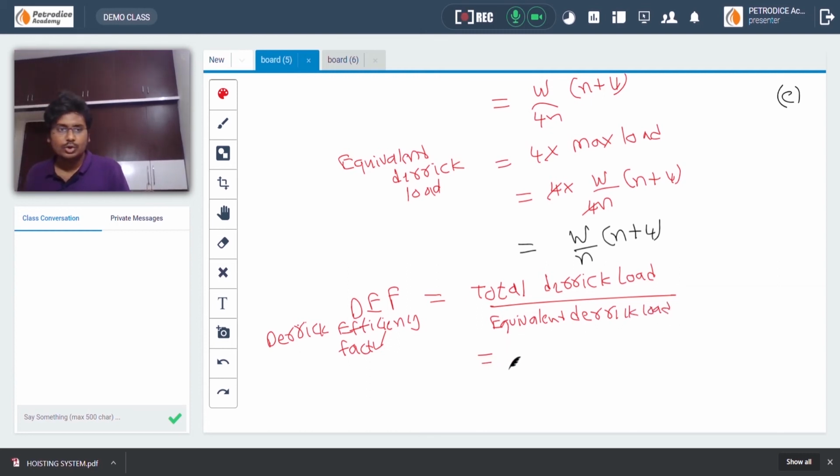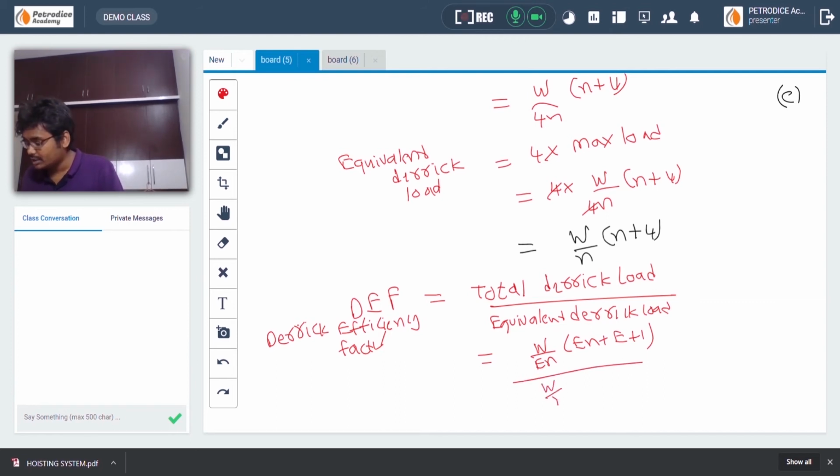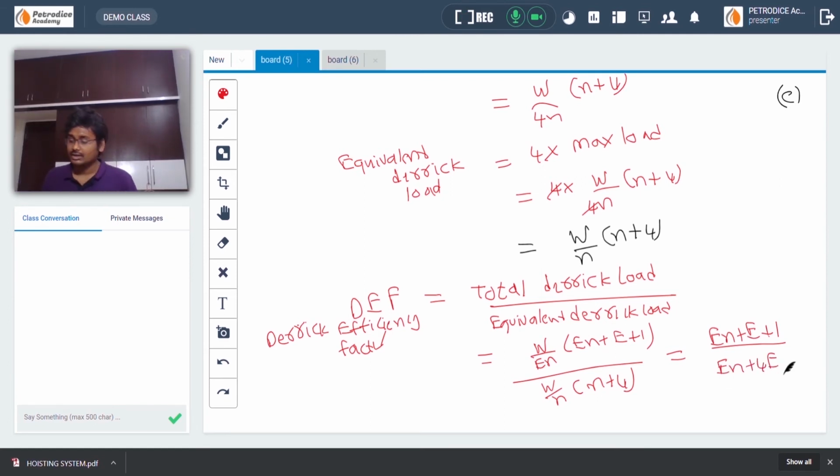Okay, so total derrick load is W by En plus E plus 1. Equivalent derrick load is W by N plus 4. So the derrick efficiency factor is given by En plus E plus 1 divided by En plus 4E. Okay, let's go to the question.